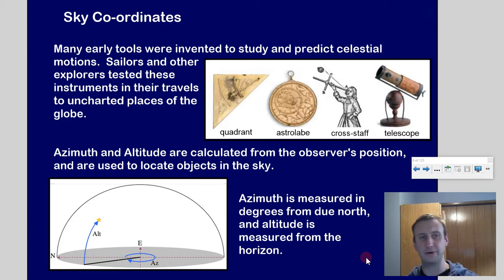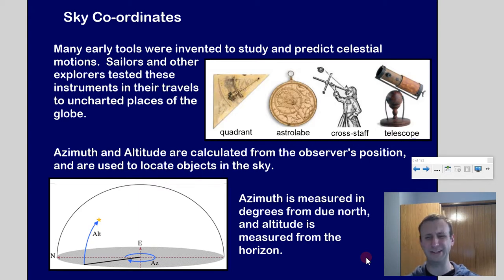So sailors and other explorers tested these instruments in their travels to uncharted places of the globe. Of course, very useful for knowing what direction they were headed, right? The stars have long been used to figure out direction. And azimuth and altitude are what we're going to talk about. They are ways for us to represent the position of things in the night sky. They are calculated from the observer's position.